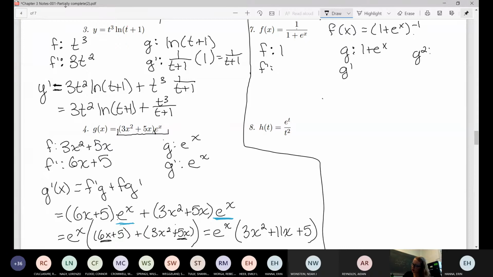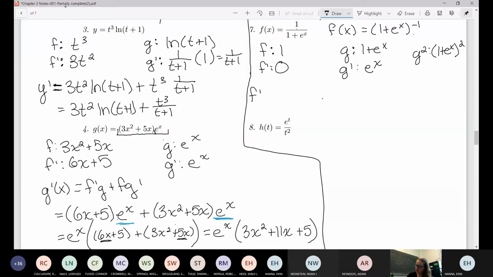And we're going to need g squared in this case, because remember the quotient rule gives us that over g squared. So what's the derivative of 1? It's 0, because 1 is constant. It's the derivative of 1 plus e to the x. That's going to be 0 plus e to the x, so I'll just write e to the x. And then g squared, 1 plus e to the x all squared, and just leave it like that. 1 plus e to the x all squared.